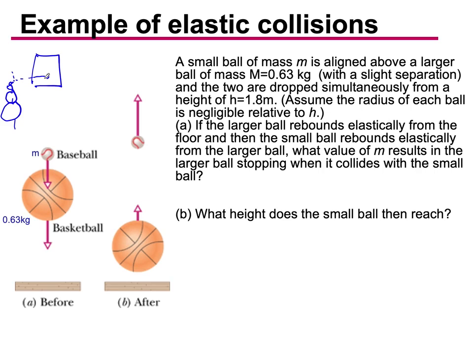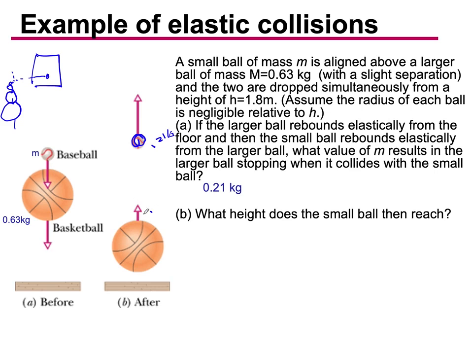So the question is, is it possible to choose the mass of the baseball correctly so that when it hits this and this one bounces back, the basketball actually stops and transfers all of its momentum to that one? The answer is, yeah, it is. It turns out if you make this 0.21 kilograms, and you might say, how in the world did you figure that out?